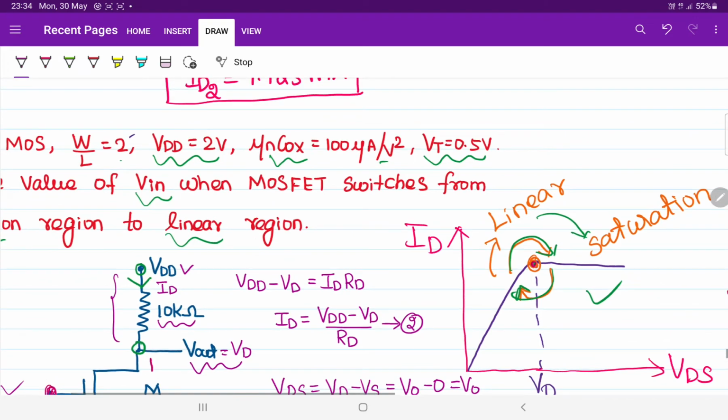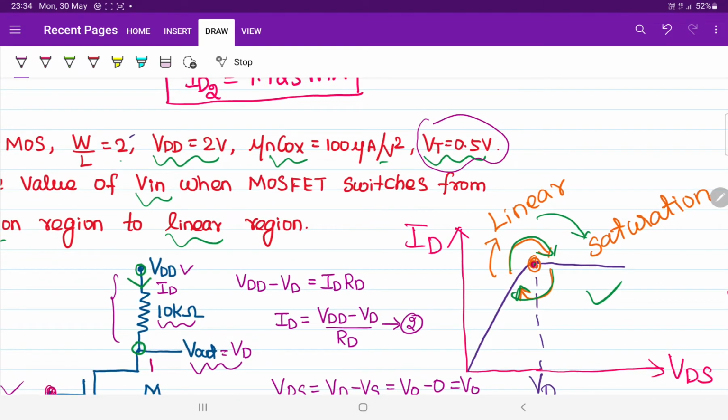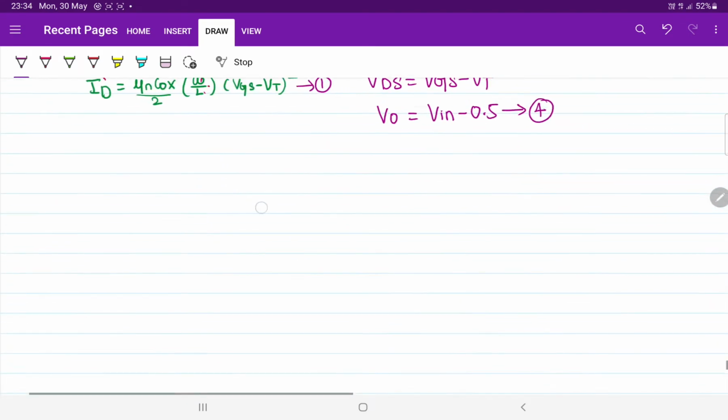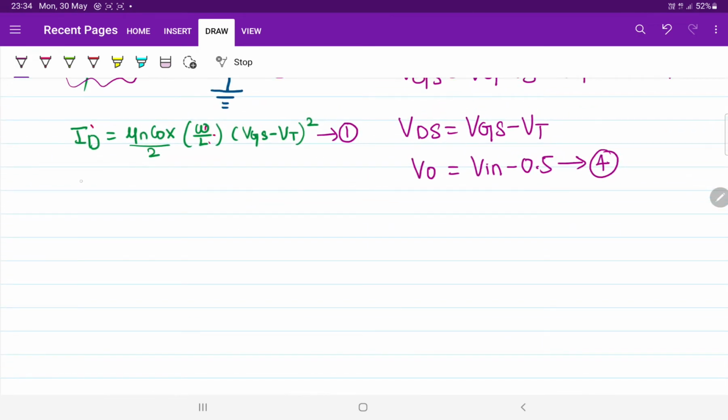VT is already given in your question. See there, it is already given here. The value of VT equals 0.5. Now take the next equation, that is your drain current. Substitute all the data. Mu Cox is given as 100 microampere, so 100 into 10 power minus 6 by 2, into W by L which is given as 2, into VGS, which is nothing but your input voltage Vin minus VT, 0.5, whole square. Now treat this as your equation number 5. You can also cancel this 2 if you want.